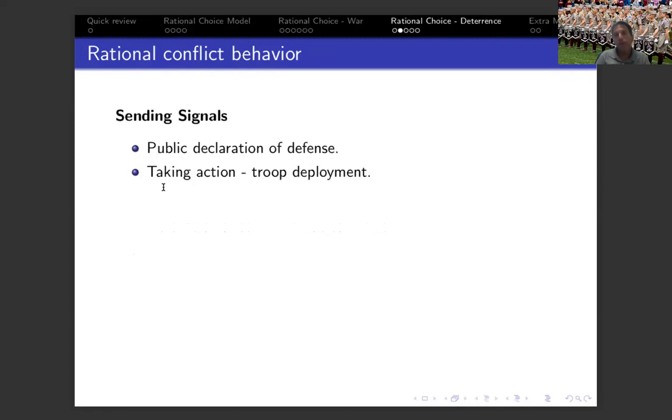So the authors talk about two different types of signals that can be used. The first is a public declaration of intention to defend an ally, so making this defense commitment public. The second one is a more concrete action taken, and that's the deployment of troops.